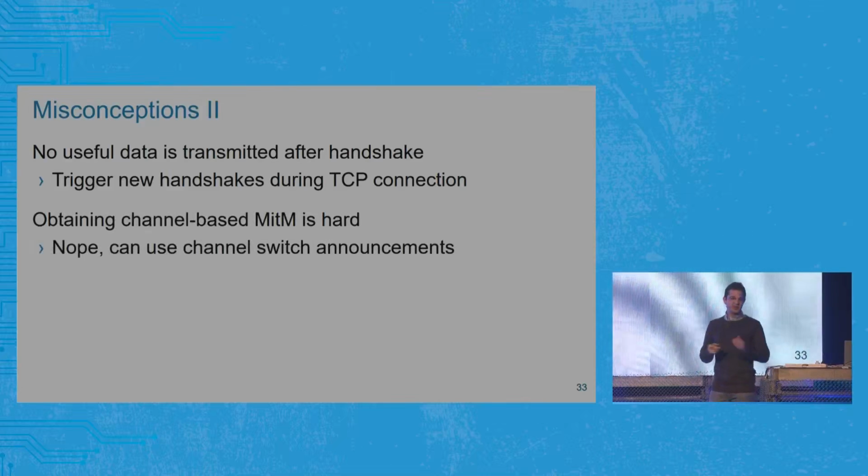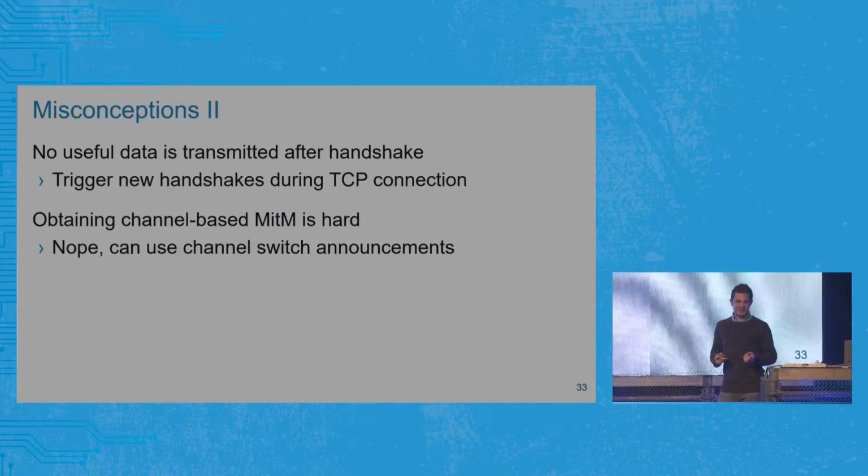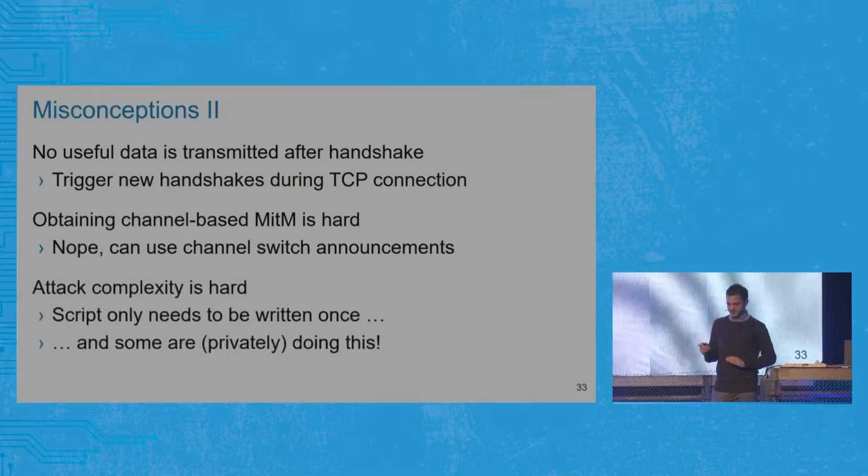Another misconception is that obtaining this channel-based man-in-the-middle position is hard, but as I mentioned, we don't need to rely on signal strength. We can send special Wi-Fi frames to the client that basically instruct the client to switch to our rogue access point. These are called channel switch announcements. Another common remark is, yeah, it's a cool attack, but the attack complexity is high. But here I would give the example of low-level attacks, where it might be very hard to write your zero-day, to write your exploit. Yes, writing the script is hard, but once you have a working script, you just need to execute it and you're done. So yes, implementing it takes some expertise, but once you have it, you just have to execute the script.